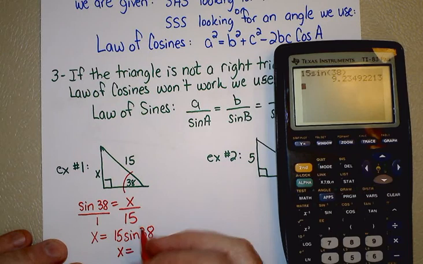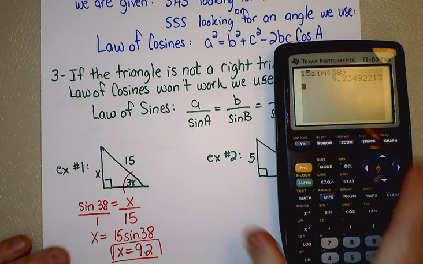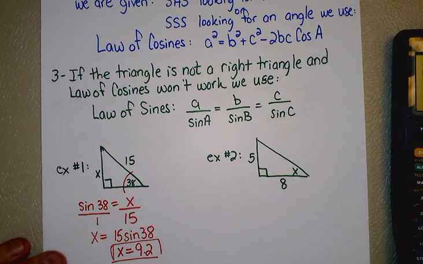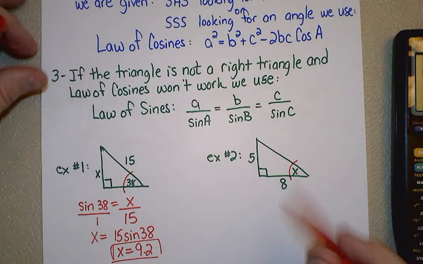So 9.2 is going to be the answer for example number 1. All right. Example number 2, a little bit different. Again, it's a right triangle, so we don't have to go very far down our steps. It's a right triangle, so we're going to use SOHCAHTOA.